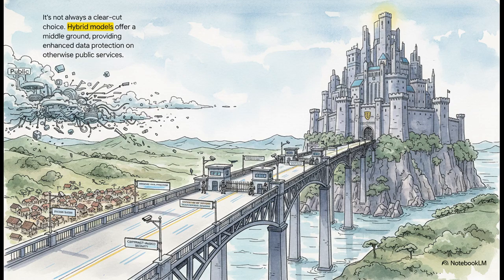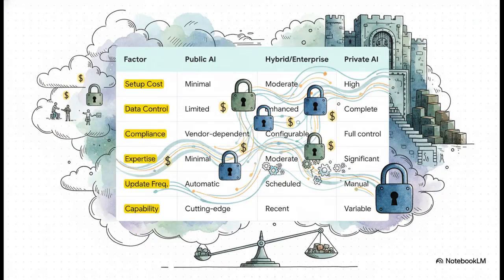There's a middle ground that's starting to emerge, these hybrid or enterprise models. Think of them as public services, but with extra contract-based protections layered on top. They can give you way more control over your data without you having to foot the entire bill for a fully private setup. This table really lays out the whole decision-making framework beautifully. So let's just walk through it.